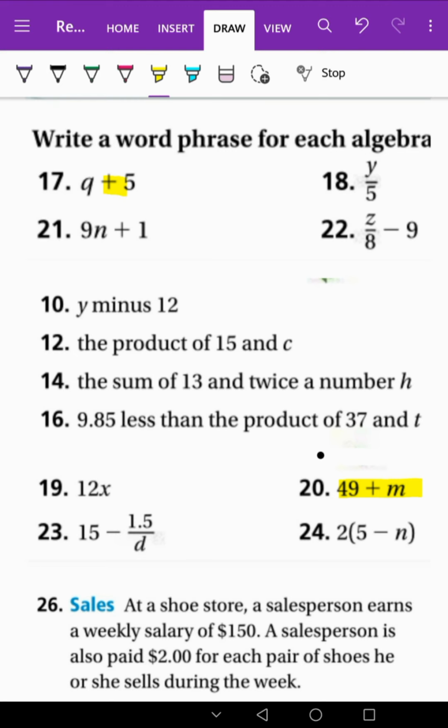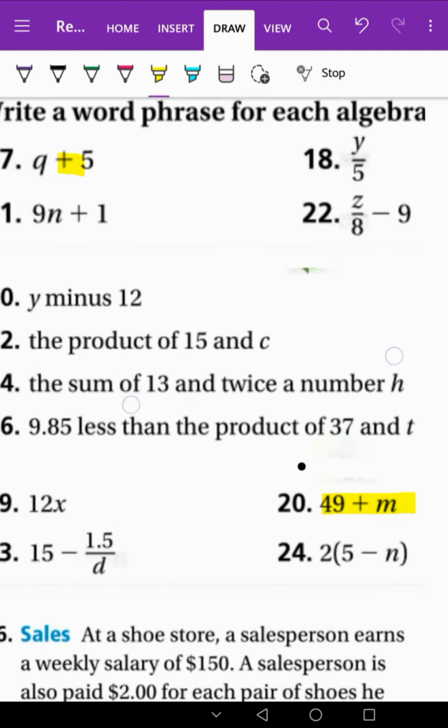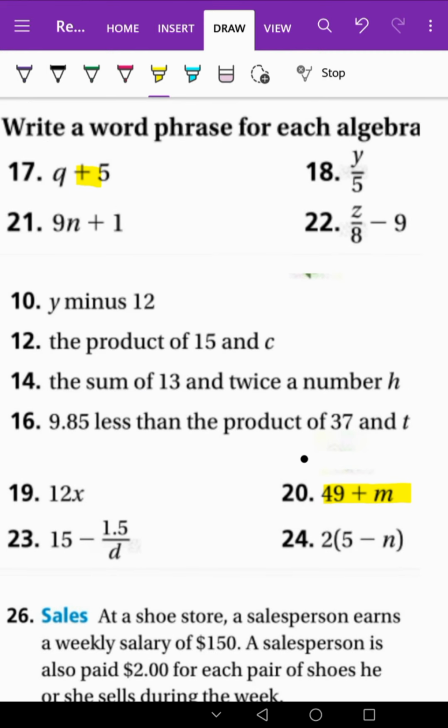Now 21. It is 9 and plus 1. I will express it as the product of 9 and... more than 1. Nice work. Now 22, Ayman. The quotient of z and 8, less than 9. Less than 9. You have to distinguish between both of them.